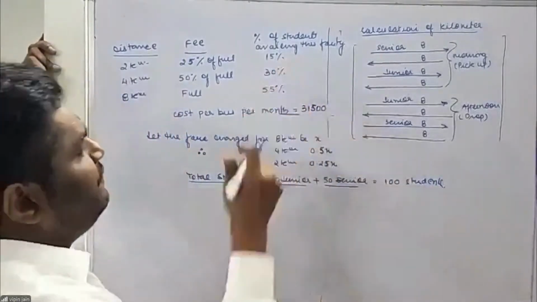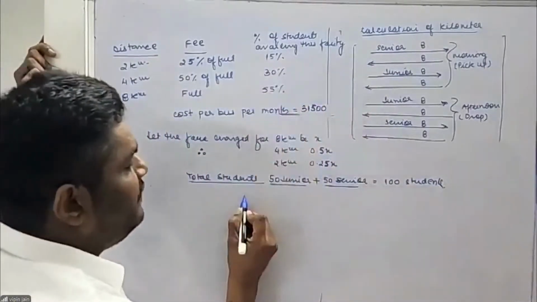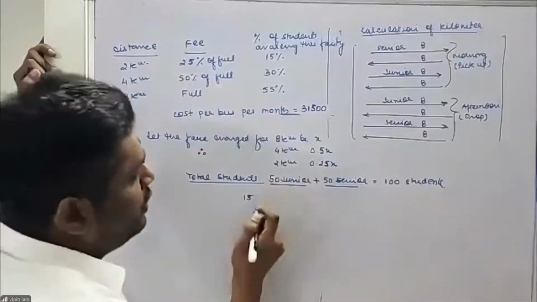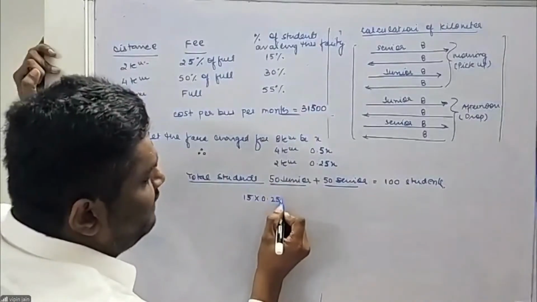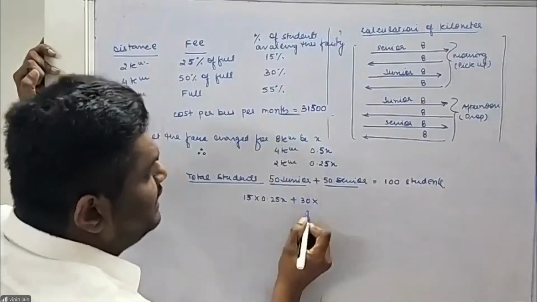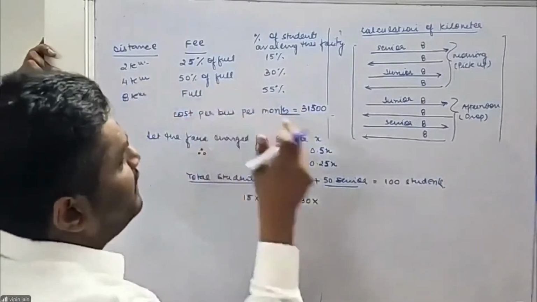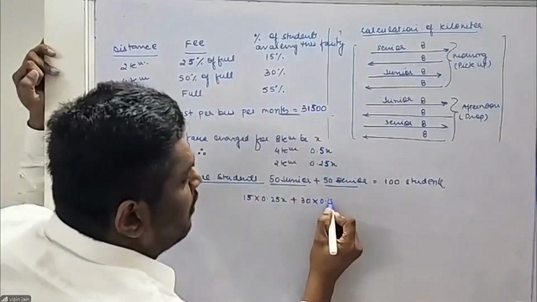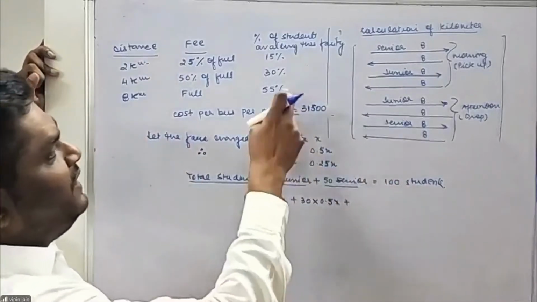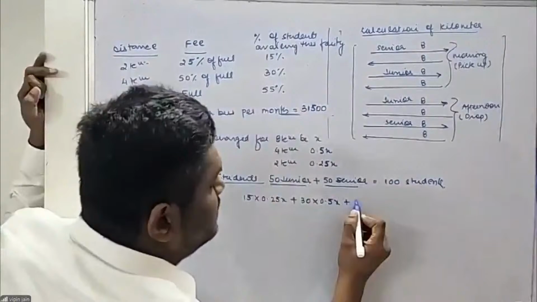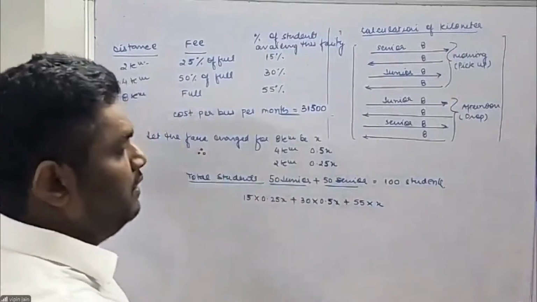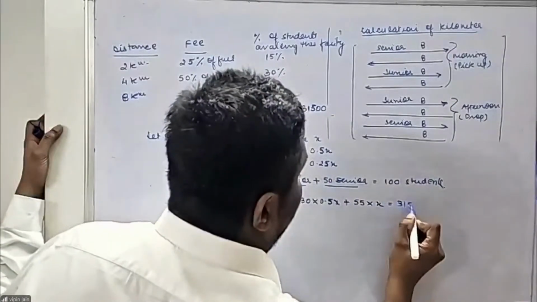Of these 100 students, 15%, that is 100 into 15, 15 students are traveling up to 2 kilometers. So the fare for 2 kilometers will be how much? 0.25x. Of these 100 students, 30%, that is 30 students are traveling up to 4 kilometers. Their fare will be how much? 0.5x. And further, of these 100 students, 55% students are traveling for 8 kilometers. So 55 students, their fare will be how much? X. And this should be equal to 31,500.